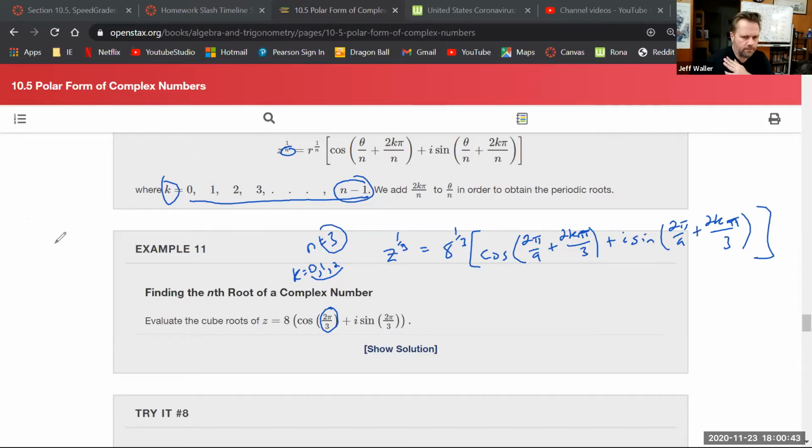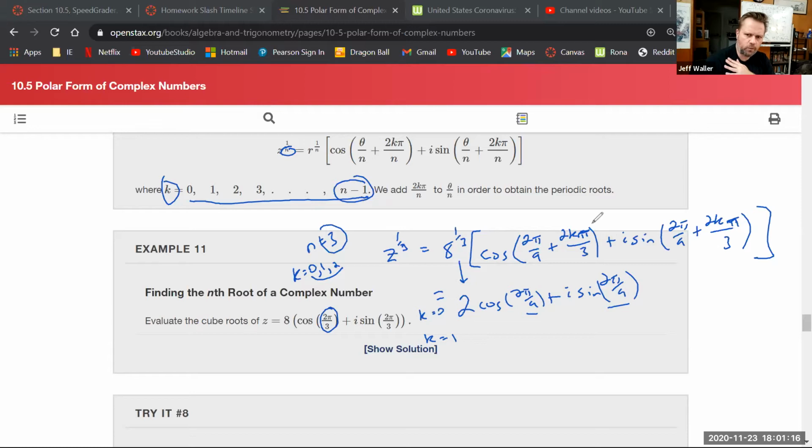Now watch this. How do I say this? Well, we'll do this a different way in a minute. Let's just finish this out. So 8 to the 1/3 is 2. Is that cool? And so if k is 0, I get 2 cosine of 2 pi over 9 plus i sine of 2 pi over 9. Whatever this stuff is at 2 pi over 9. Is this cool with everybody? You can just throw that in your calculator.